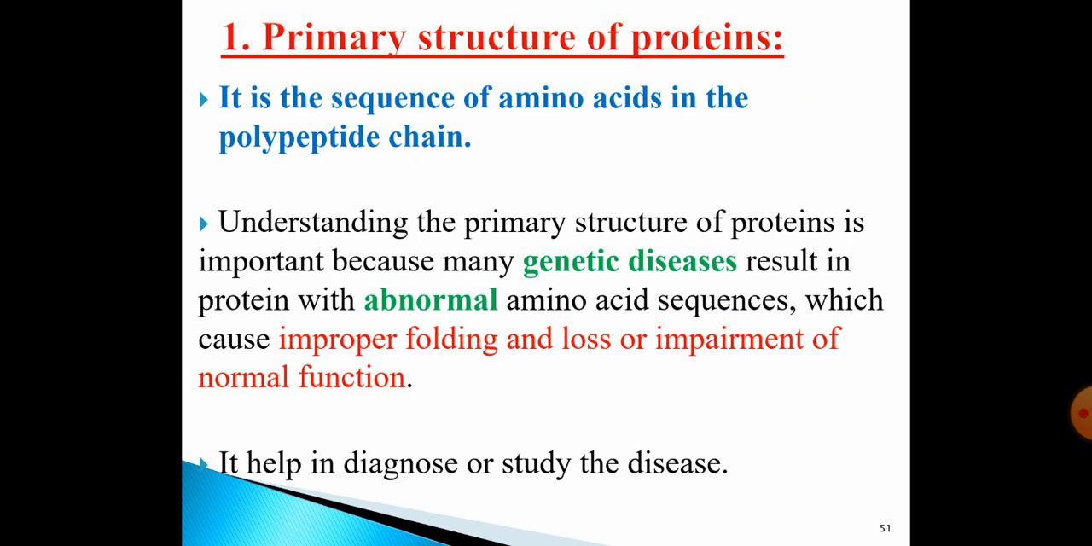Understanding the structure of protein is important because many genetic diseases result in a protein with an abnormal amino acid sequence. We give the example of sickle cell disease, where glutamate is replaced in hemoglobin. Also misfolding causes impairment of normal function, and we will talk about some diseases that are due to the misfolding of protein. It helps diagnose or study the disease. When we look at the primary structure, for example of insulin, any defect in the sequence can cause a disease simply when there is a mutation of the sequence.